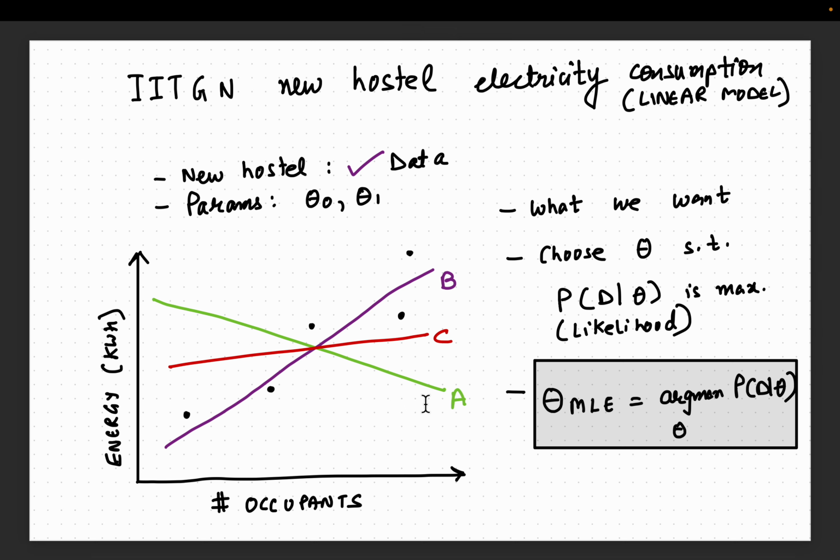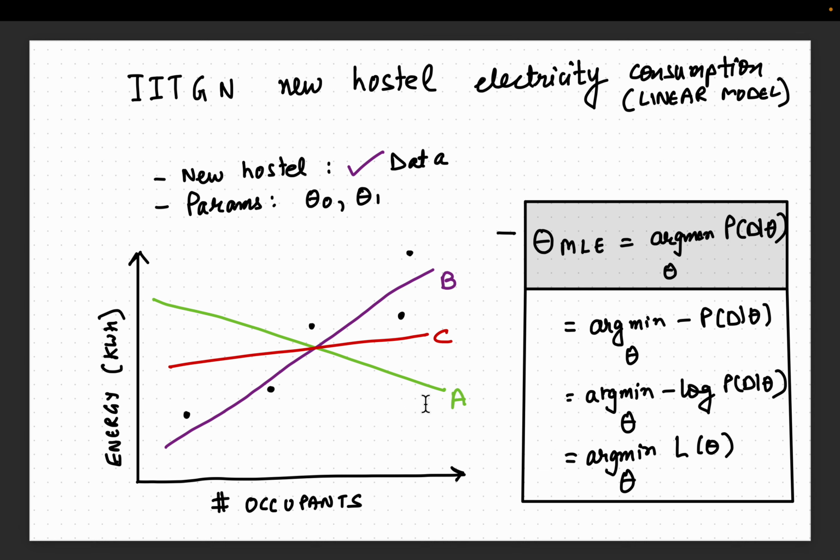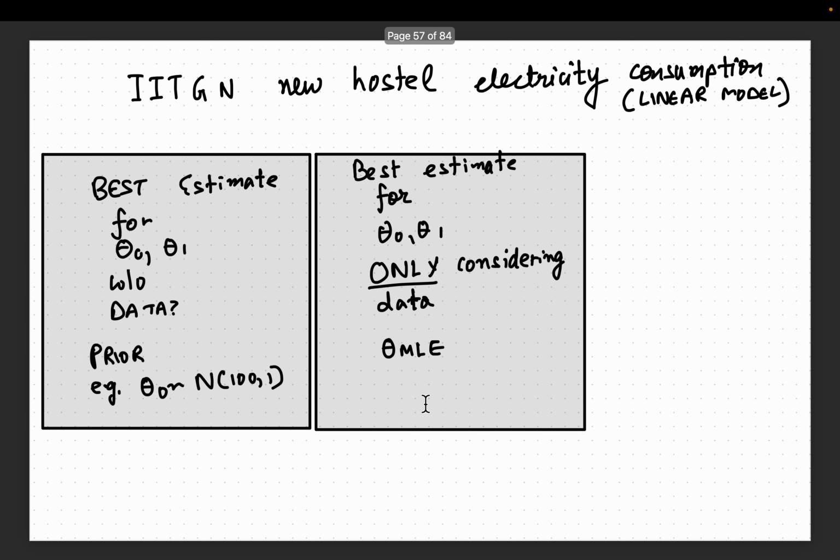We can get theta MLE, which is the argmax of the likelihood term, and this we said is the same as argmin of loss of theta, where for the case of linear regression this loss function is just the squared loss function. So now we have 2 different estimates for theta naught, theta 1. One, without any data, use the prior. Second, using only the data and no prior, you get the theta MLE. Importantly, theta MLE is a point estimate, whereas the prior was a distribution.